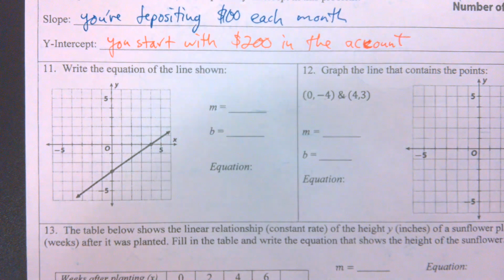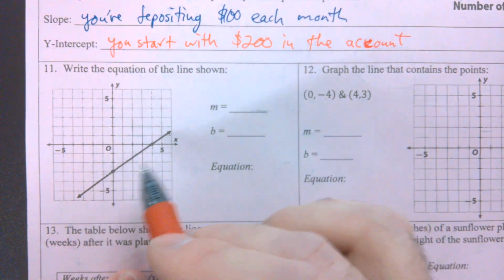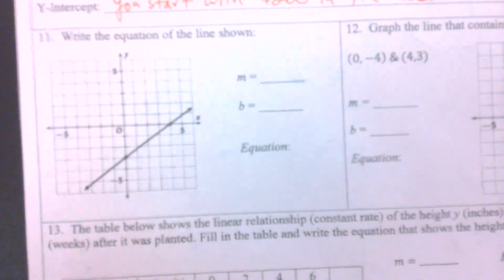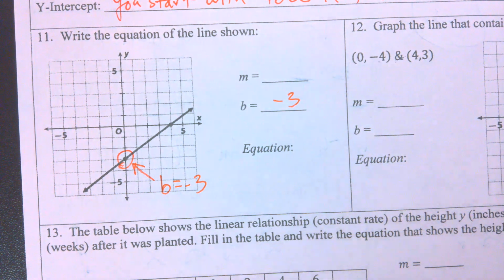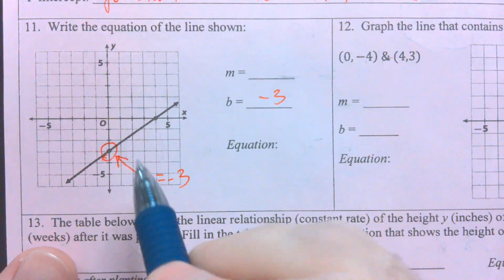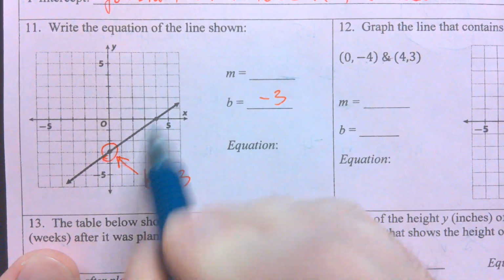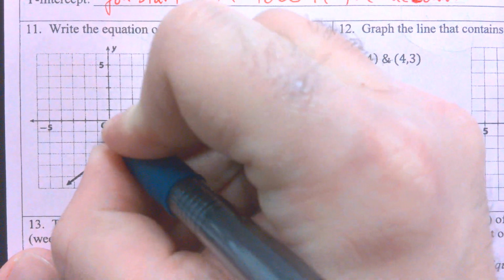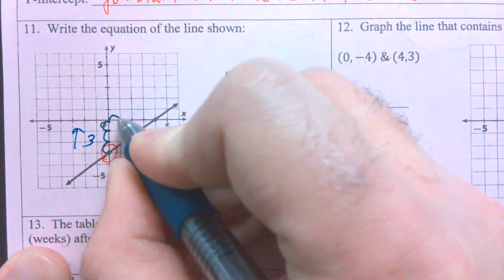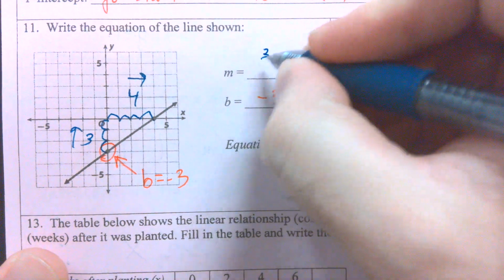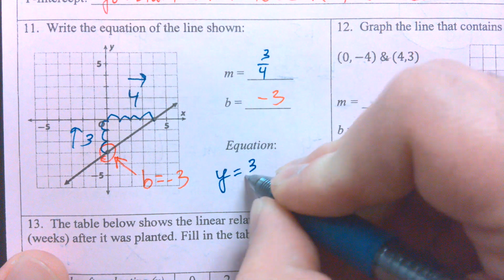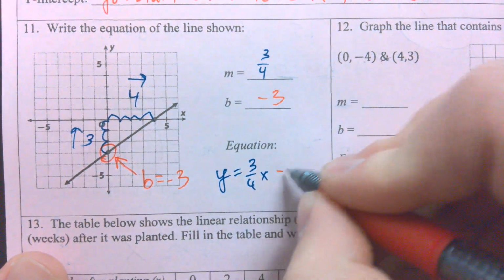Number 11, this is kind of like review from our last unit, unit 2. Where does this line cross the y-axis in number 11? -3 right there. So B is -3. And just like I said with the last one, to find the slope, we got to do rise over run, starting at our left point, working towards our right point. We rise 1, 2, 3 spaces up, and we run 1, 2, 3, 4 spaces to the right. So what's my slope going to be? 3 over 4. Rise over run. y is equal to 3/4 x minus 3.